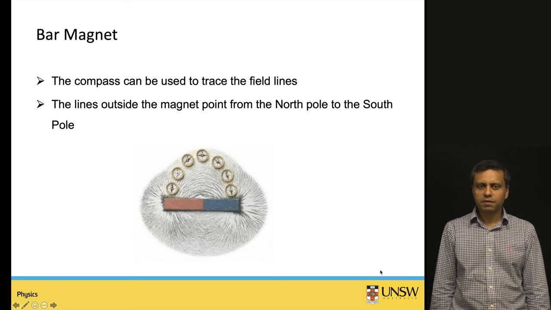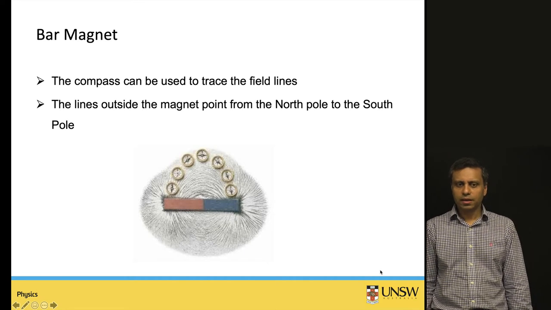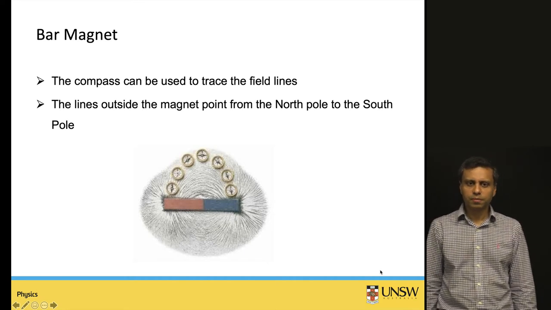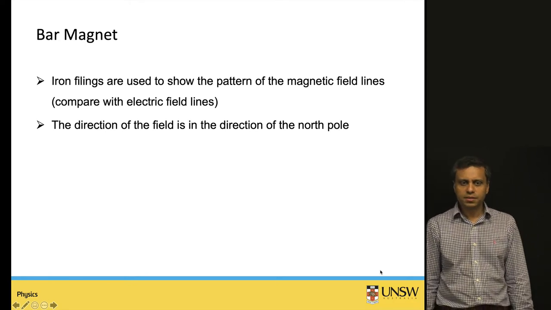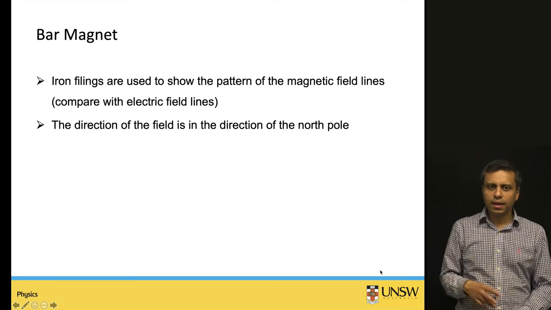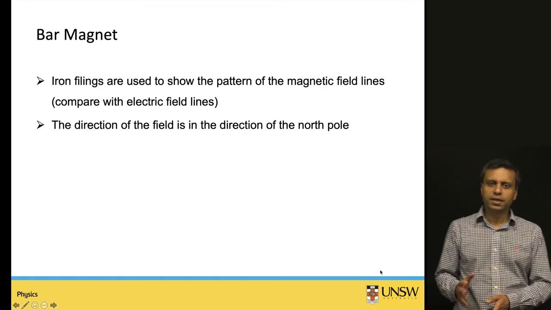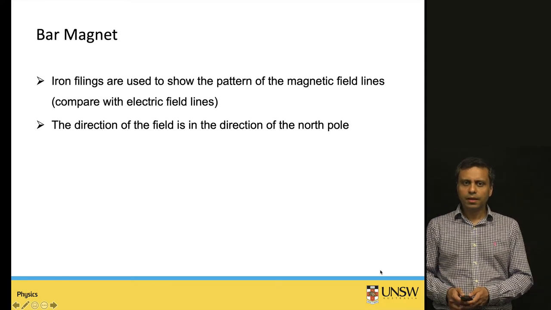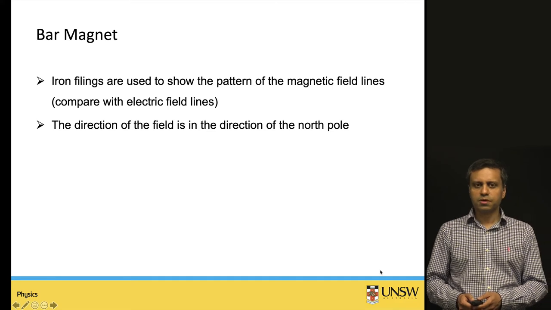So the magnetic field lines emerge from the north pole of a magnet and terminate on the south pole. You can also do the same experiment with iron filings. For example, if you spread iron filings in the vicinity of a magnet and let them settle down, the pattern they trace out will indicate the magnetic field lines also. And again, the direction of these magnetic field lines is from the North Pole to the South Pole.